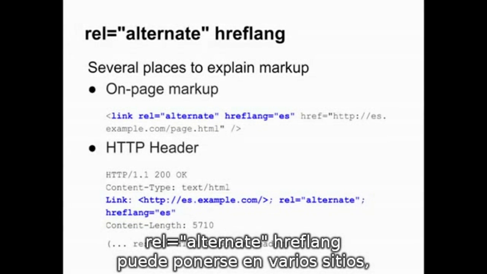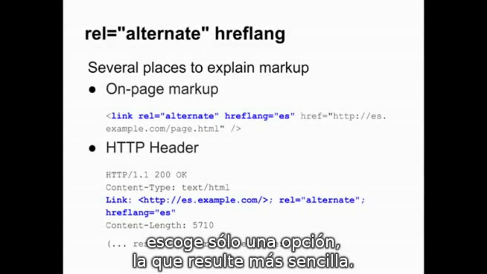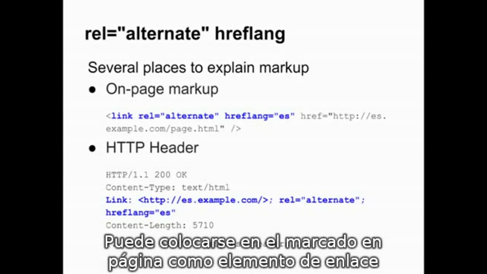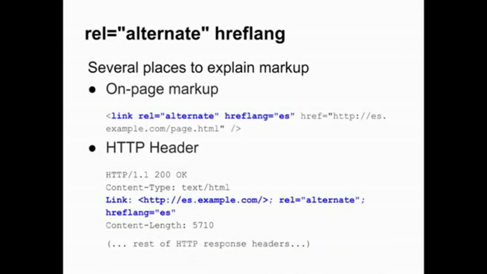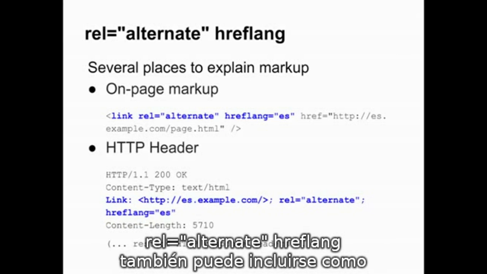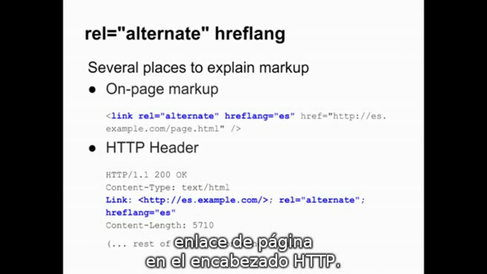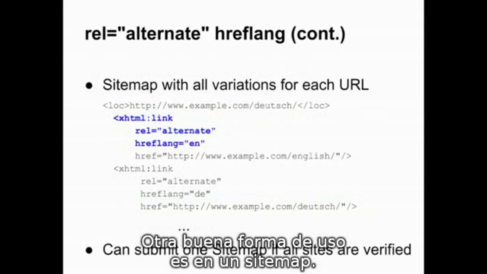Rel alternate hreflang can be listed in several places. Select only one option, whichever is easiest for you. It can be placed in on-page markup as a link attribute in the head of your document. Rel alternate hreflang can also be included in the page's link HTTP header. Another convenient way to specify rel alternate hreflang is in a sitemap.